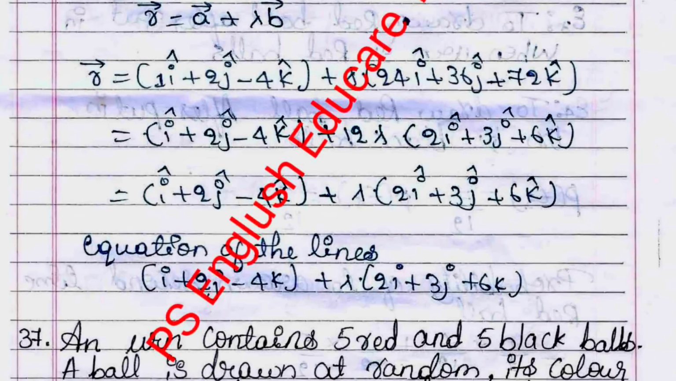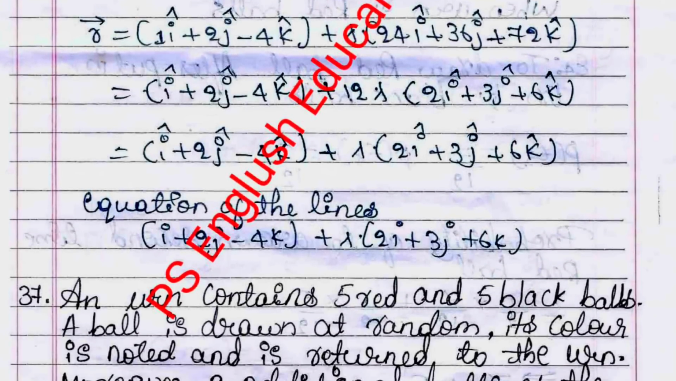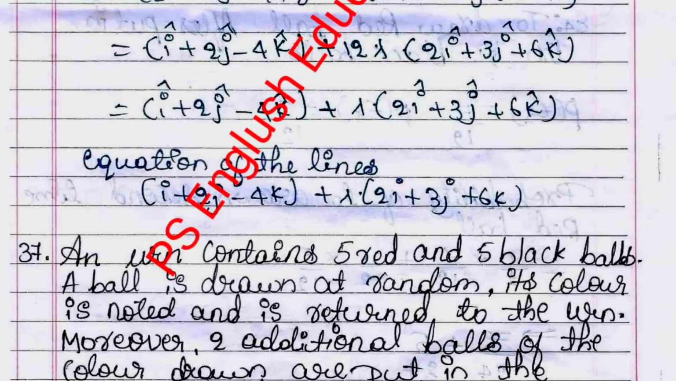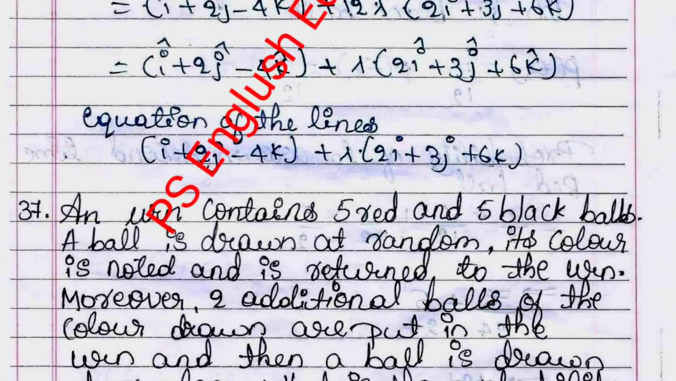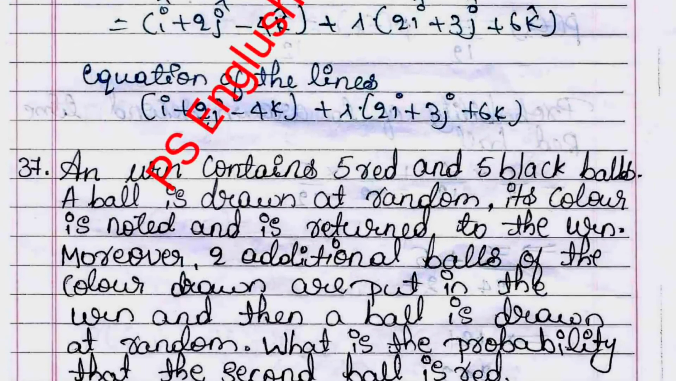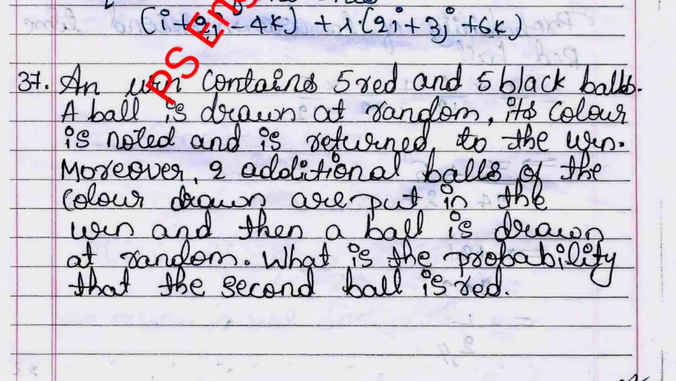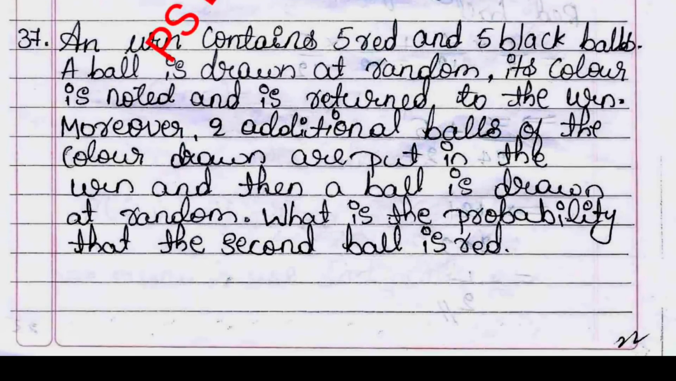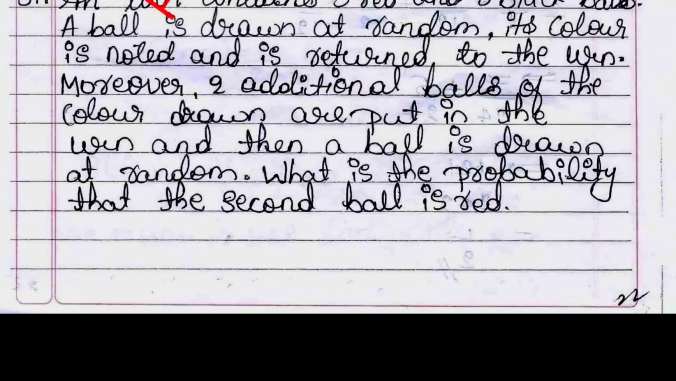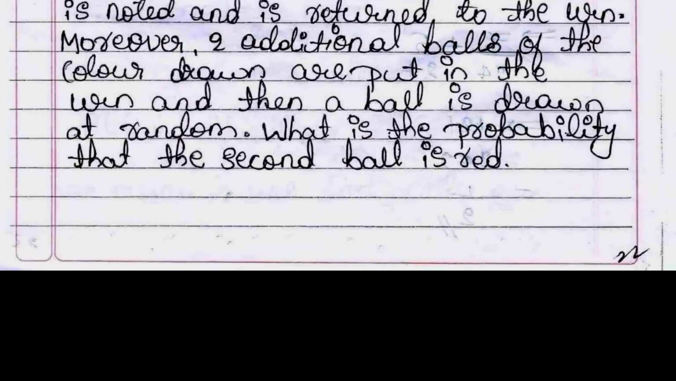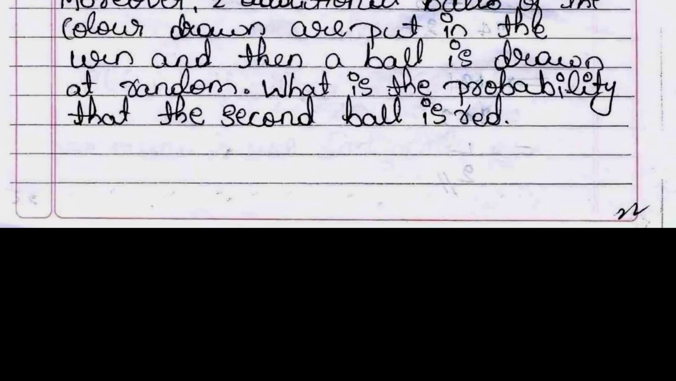An urn contains 5 red and 5 black balls. A ball is drawn at random. Its color is noted and it is returned to the urn. Moreover, 2 additional balls of the color drawn are put in the urn, and then a ball is drawn at random. What is the probability that the second ball is red? And the answer is below.